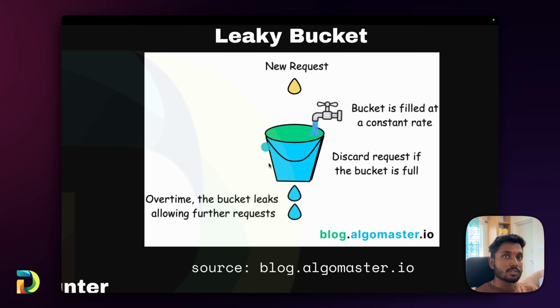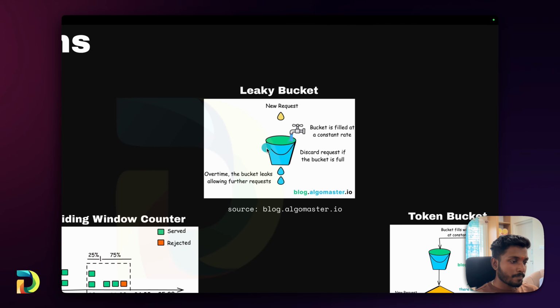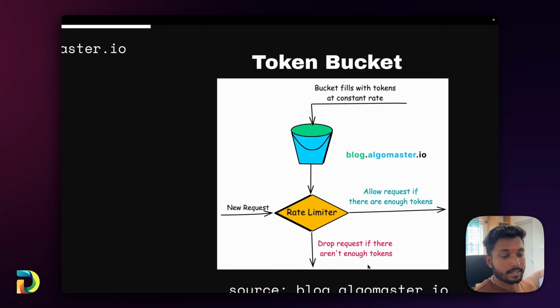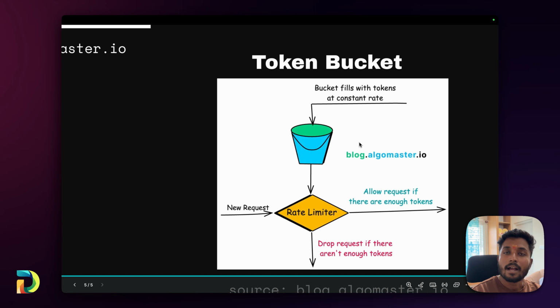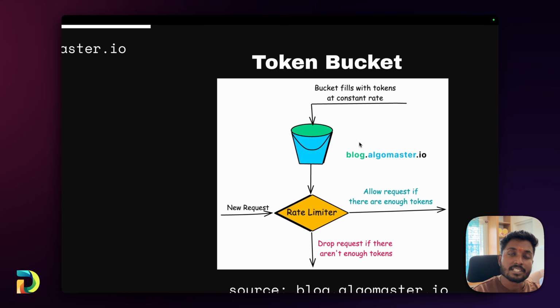So you might have to think through this before you actually implement it. All right, coming to token bucket, it's a bit simple and different from the other algorithms we have. Every user will have a token assigned to them, which they can use to make requests. And whenever they make a request, one token is consumed.